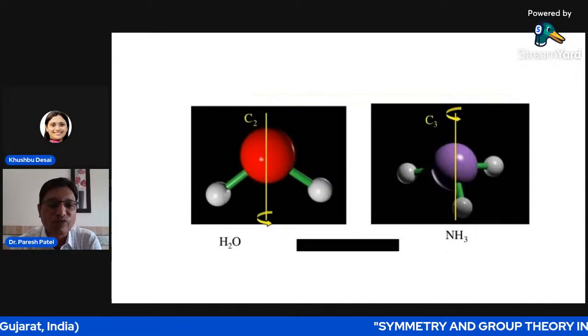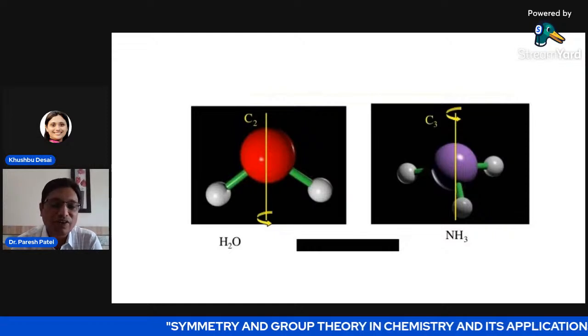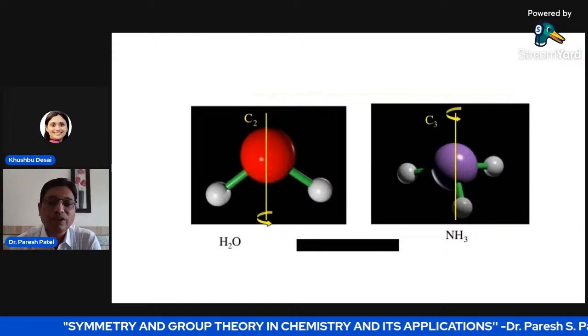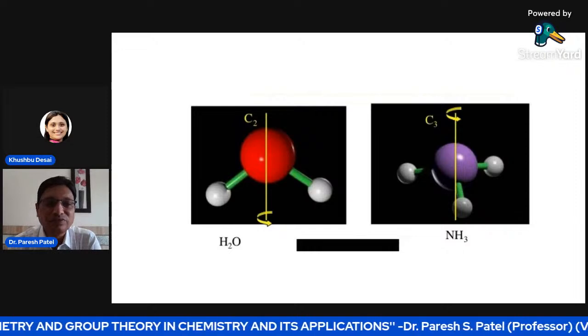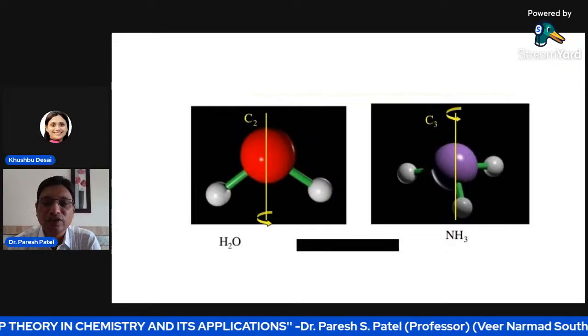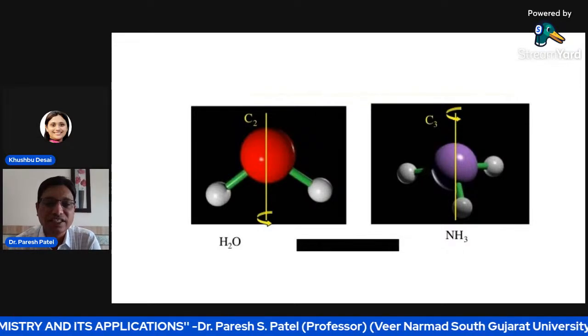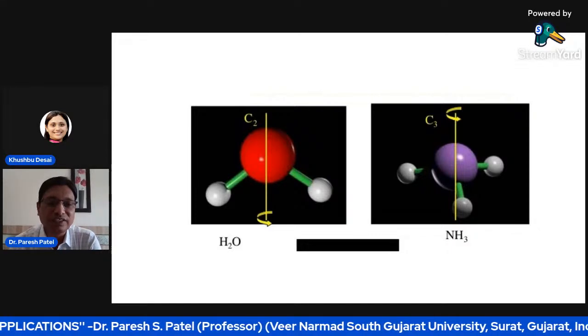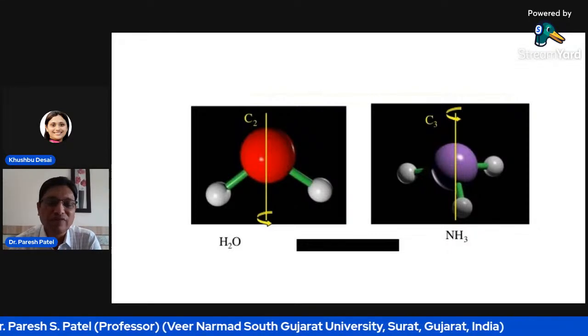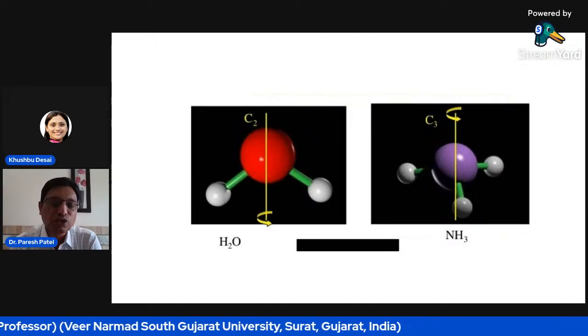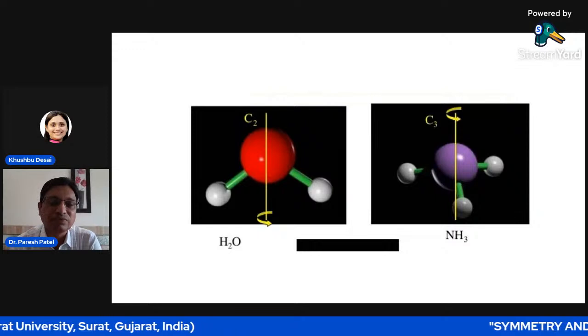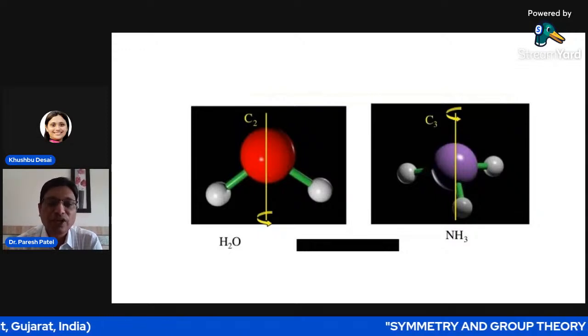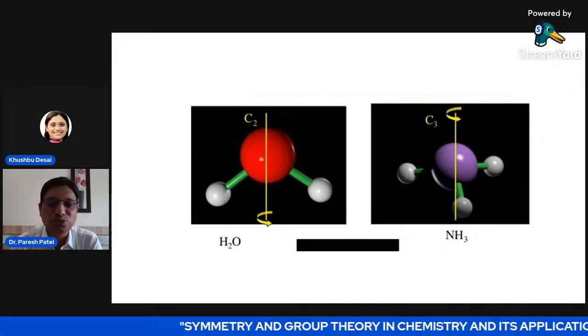It means order of axis for water molecule is equal to 2. So symmetry element is C2. In case of ammonia molecule, if you rotate these molecules along the imaginary axis around 120 to get the equivalent orientation position, so n is equal to 360 divided by 120, which is equal to 3. It means order of axis for ammonia molecule is equal to 3.